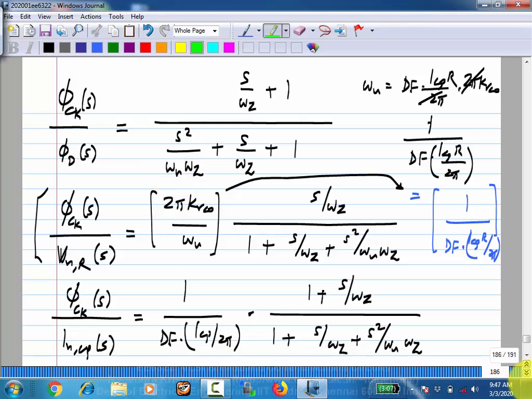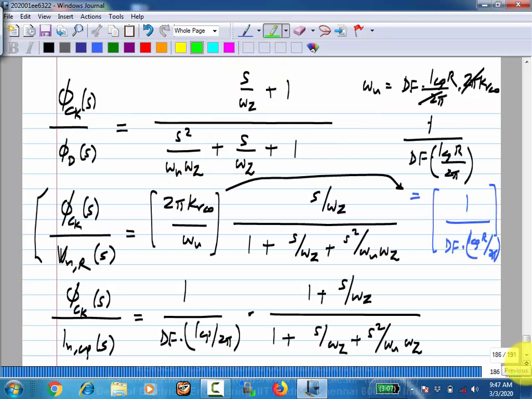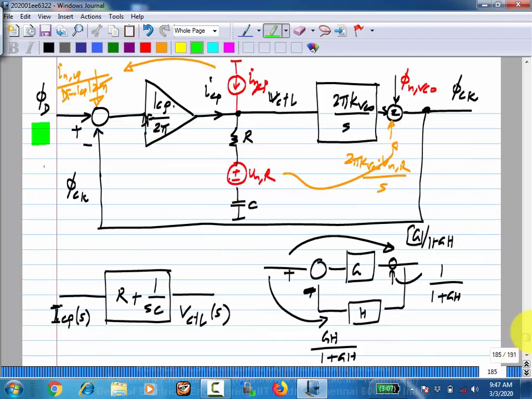Okay? And similarly, this phi ck by phi n VCO. What kind of transfer function is this? High pass. At very high frequencies, it is 1. And at low frequencies, it is very small. It's 0 actually at very low frequencies. Okay, why does that make sense? You look at the block diagram of the model, and why does this make sense?